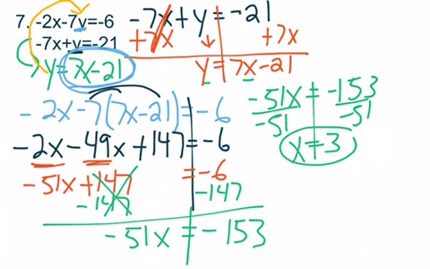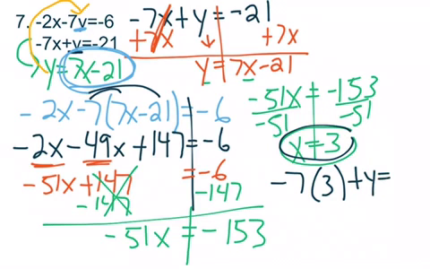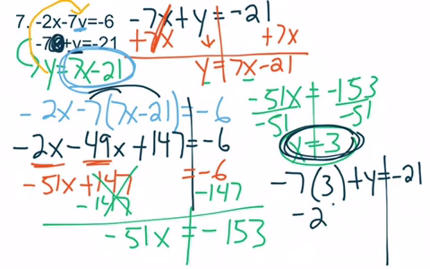To find my y value, I will take this 3 for x and I'm going to put it in the bottom equation. It doesn't matter top or bottom, but the bottom one looks easier because there's a y all by itself. You could put it in either one. Negative 7 times 3 plus y equals negative 21. Just so you guys see, the x value here is 3, so I'm putting it in right here in my bottom equation. Okay, now to solve this, negative 7 times 3 would be negative 21 plus y.